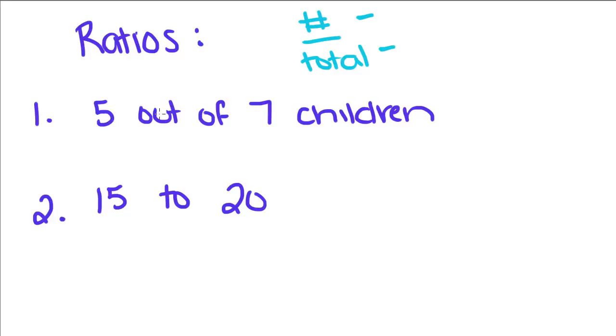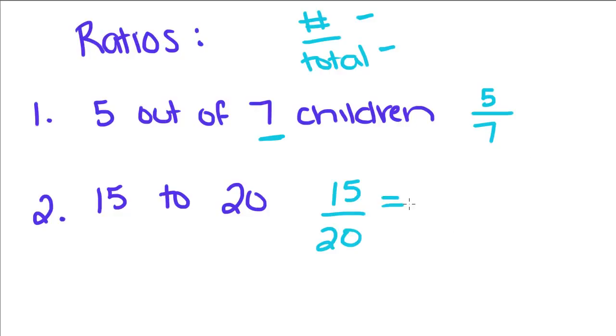So if we have 5 out of 7 children, we have 5 over 7 because 7 is the total amount of children that we can have. So 15 to 20, we put the smaller number over the bigger total. And when we write ratios, we want to write them in simplest form.